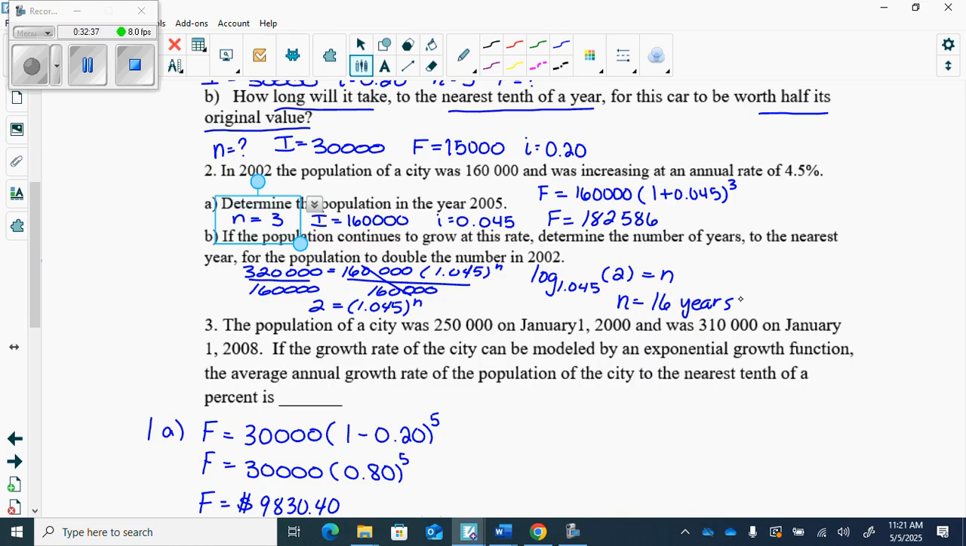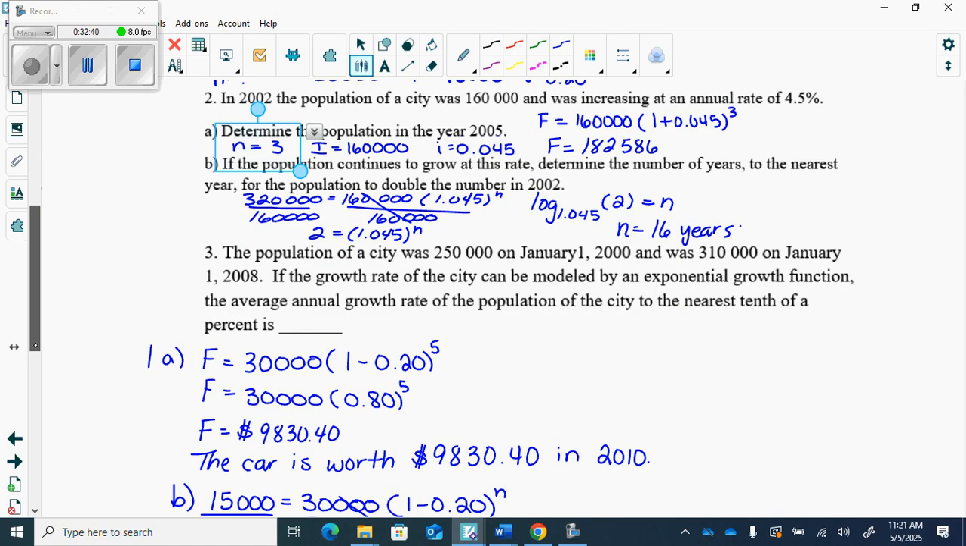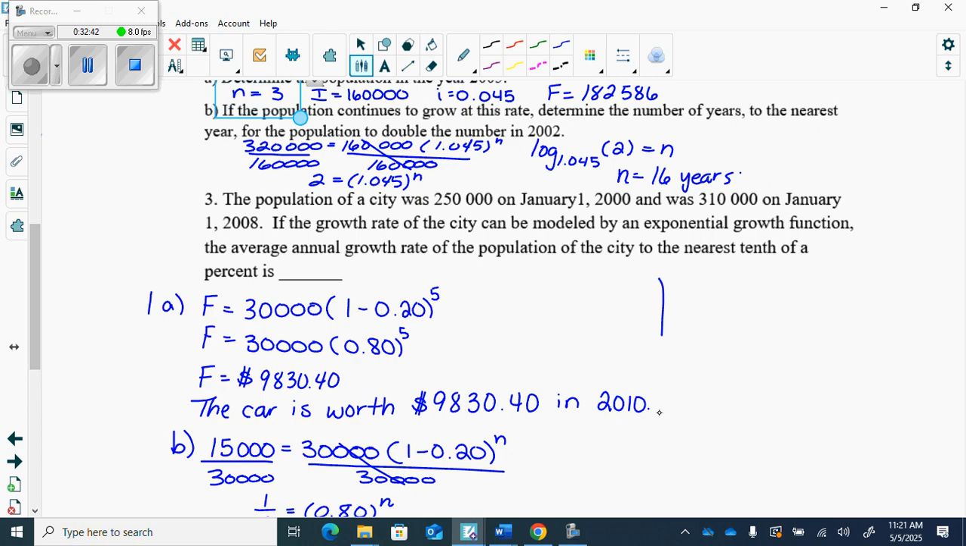Okay, 3 says the population of the city was 250,000 on January 1st, 2000. Now you have to read because it could be the final amount, right? We just have to keep reading. So, city 250,000 on January 1st, 2000, 310,000 on January 1st, 2008. So that's good because they're both on January 1st, right? It would make a difference if it's like July. Now, the initial is 250,000. The final is 310,000.